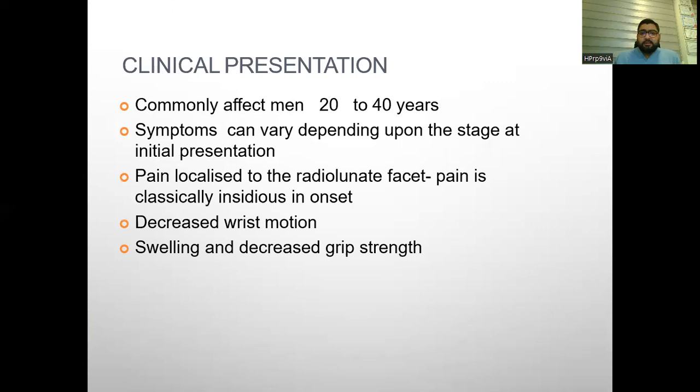The clinical presentation commonly affects men 20 to 40 years old. Symptoms can vary depending upon the stage and initial presentation. Pain localized to the radiolunate facet is classically insidious in onset, with decreased wrist motion with time, and swelling and decreased grip strength.